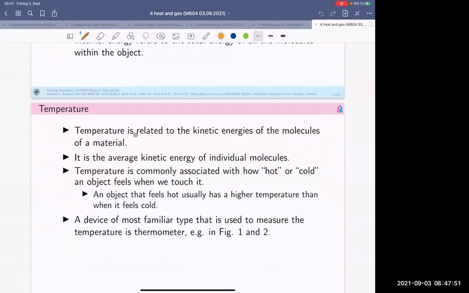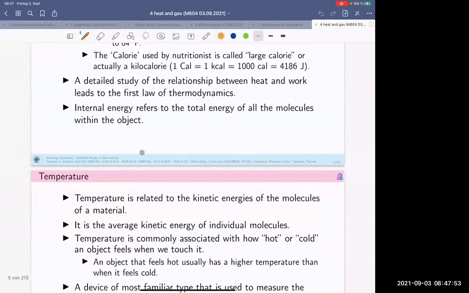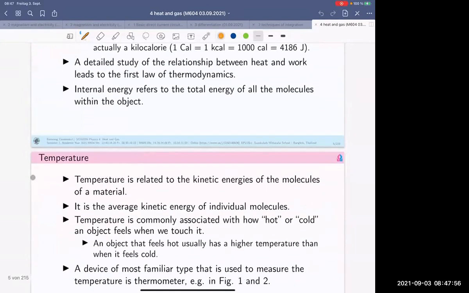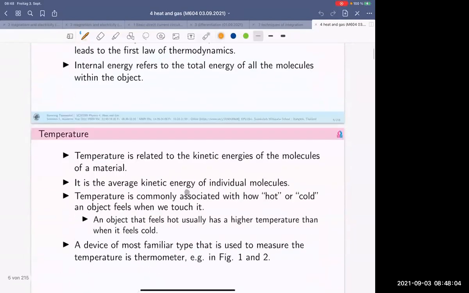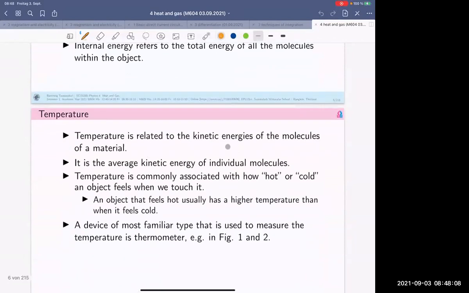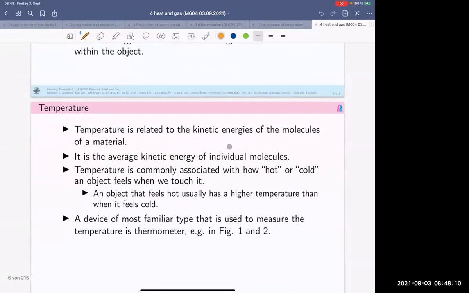All right. How could we say? Temperature is like the height of your body, and heat is like the weight of your body. Temperature is related to the kinetic energies of the molecules of the material. It is the average kinetic energy of individual molecules.